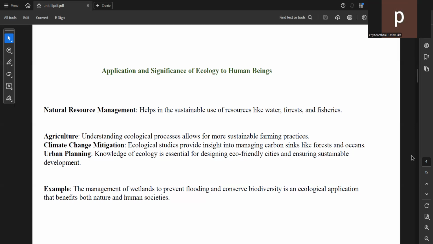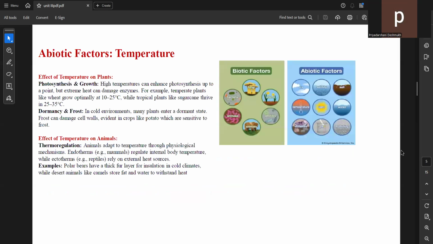Now the next topic that we are going to study is the abiotic factors, that is, the temperature. Here are two diagrams that will give you an idea about the biotic factors and the abiotic factors which are present in nature. But now we are going to study the abiotic factor, that is, the temperature.